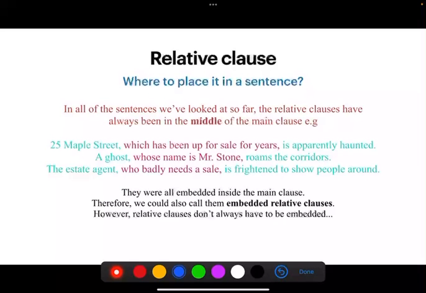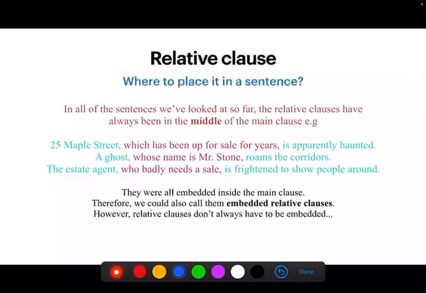Moving on. Where do we place it in a sentence? In the previous sentence, we placed it in the beginning. We mentioned the noun, then we put our relative clause in the middle, and then we put the rest of the sentence, the previous sentence which was given.